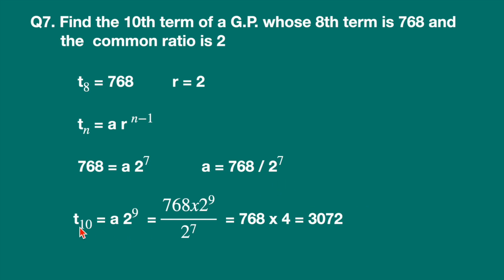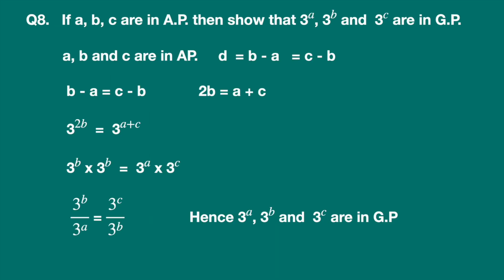Now, write down what is T10 is equal to A into 2 raised to 9. Is it not? In this formula, put n is equal to 10. So, you get like this. In place of A, substitute this. So, here multiplied by 2 raised to 9. Now, it's become very simple. So, 2 raised to 9 divided by 2 raised to 7 is 2 raised to 2. That is 4. So, multiply this, you will get the answer.